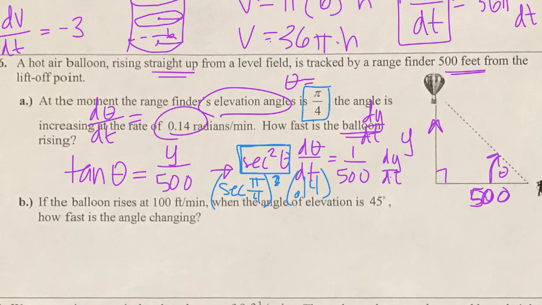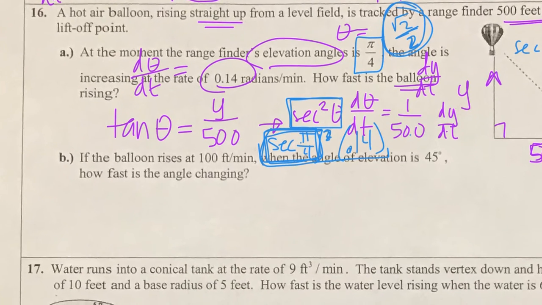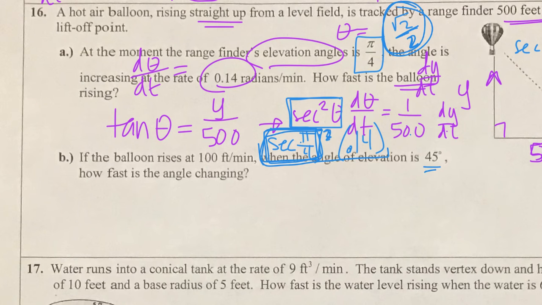Pi over 4 is a unit circle angle, so we can go to the unit circle. The secant is, of course, the reciprocal of the cosine. The cosine at pi over 4 is root 2 over 2. So reciprocate that and then square it, and that goes in here, the whole entire thing. Then multiply this value by 500, and you've got your dy/dt. This one comes from the unit circle. If the balloon rises at 100 feet per minute when the angle is 45, how fast is the angle changing? So now we know dy/dt.